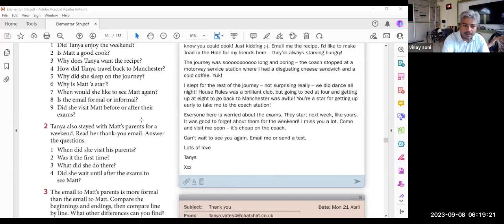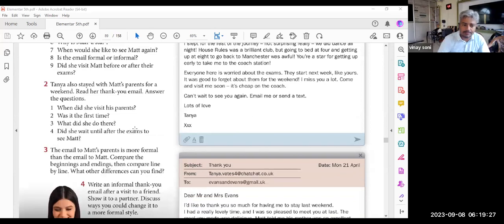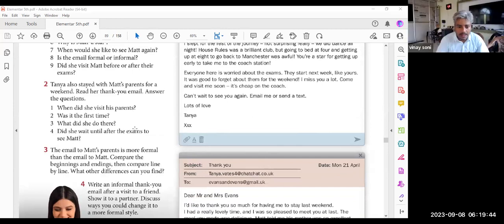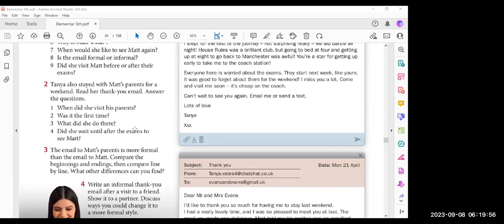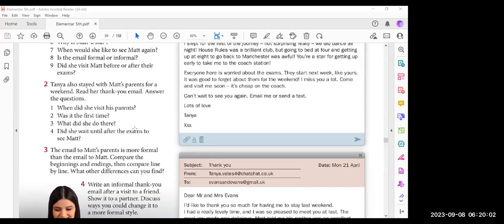Pratik, Praful, Akhilesh. When did she visit his parents? Kab ki thi visit? When did she visit his parents? Sir, last weekend. And last weekend is not a very good answer, I think, because she's writing it after visiting, but we need to know when was that last weekend? Pratik? Date.